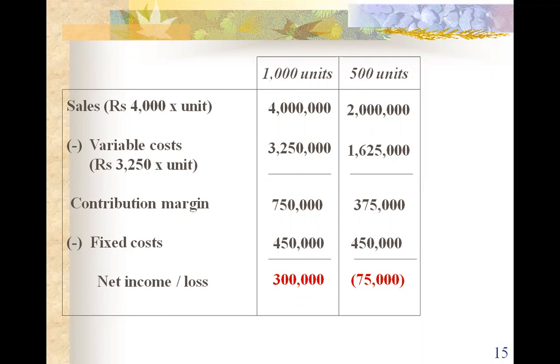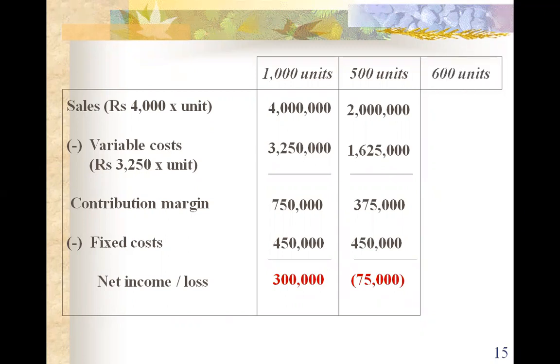Okay, so আমরা দুইটা সিচুয়েশন এখানে দেখতে পাচ্ছি, that is if we sell 1000 units, then we'll make a net income of 3 lakh taka, and on the other hand if we sold 500 units, then we can make a loss of 75,000 taka.